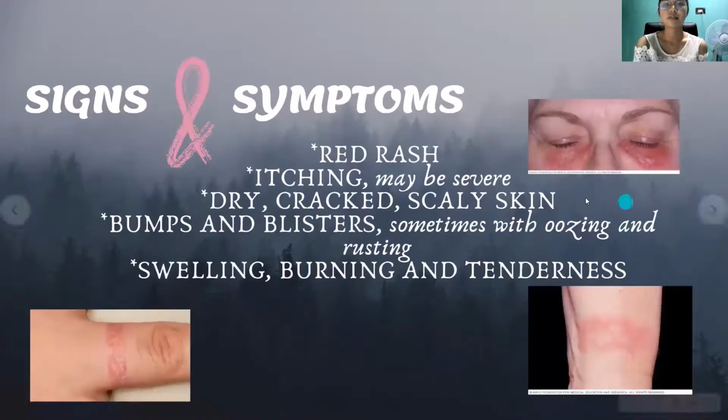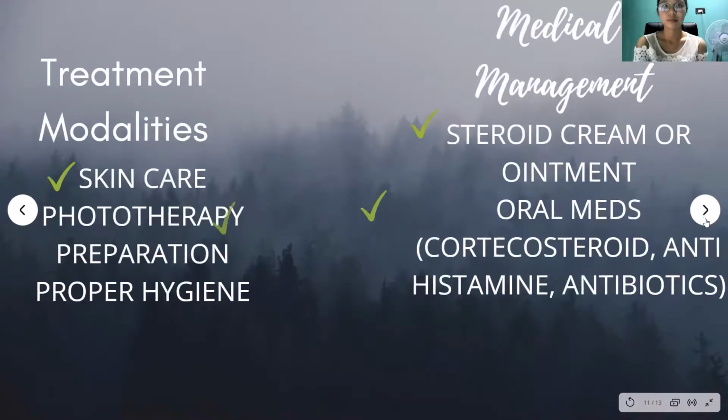So the signs and symptoms are red rash, itching that may be severe, dry, cracked, scaly skin, bumps and blisters, sometimes with oozing and crusting, swelling, burning, and tenderness. So for treatment modalities, we have skin care, phototherapy preparation, and proper hygiene. For medical management, steroid creams or ointment, and oral meds like corticosteroid, antihistamine, and antibiotic.